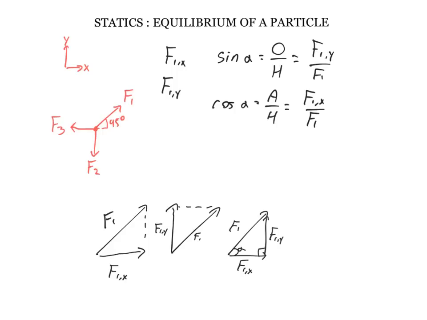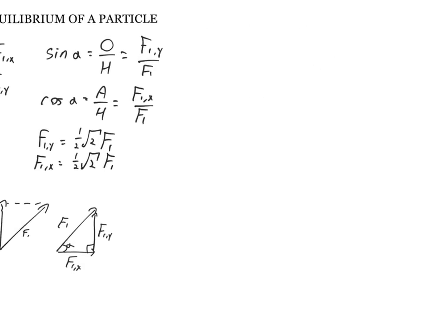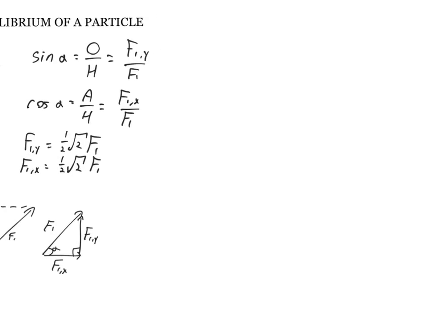In this case, alpha is 45 degrees, so we know that both the sine as well as the cosine of alpha are half square root 2. So we can solve it and say that F1 in y direction is half square root 2 F1, and also F1 in x direction is half square root 2 F1. So from these angles, there are some basic angles which you are assumed just to know.